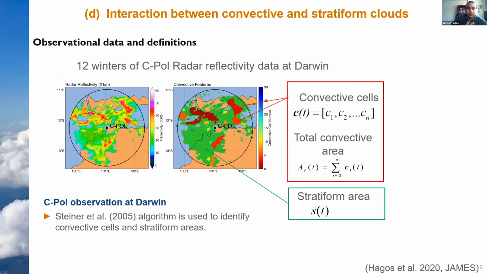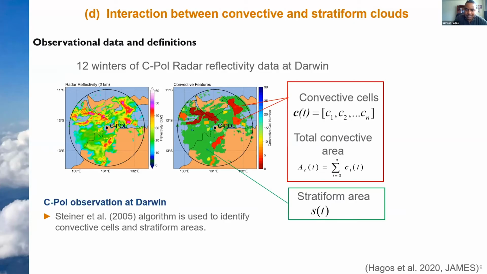And the next step is to get process level understanding between convective and stratiform clouds. To do that, we use 12 winters of CPOL radar reflectivity data, with 10-minute increment. So once you have a snapshot like this, you can use the Steiner et al. algorithm to separate the convective cell distribution, which is represented by C_t as a vector here, and the stratiform area, which is assumed to be a scalar.